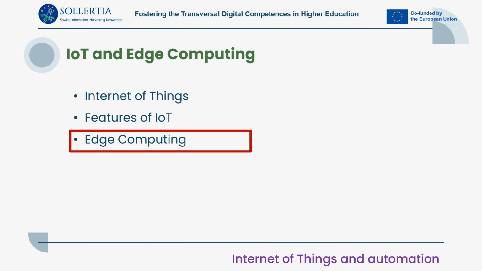Edge computing, on the other hand, is a distributed computing paradigm that brings computation and data storage closer to the sources of data. Internet of Things is just an example of edge computing.